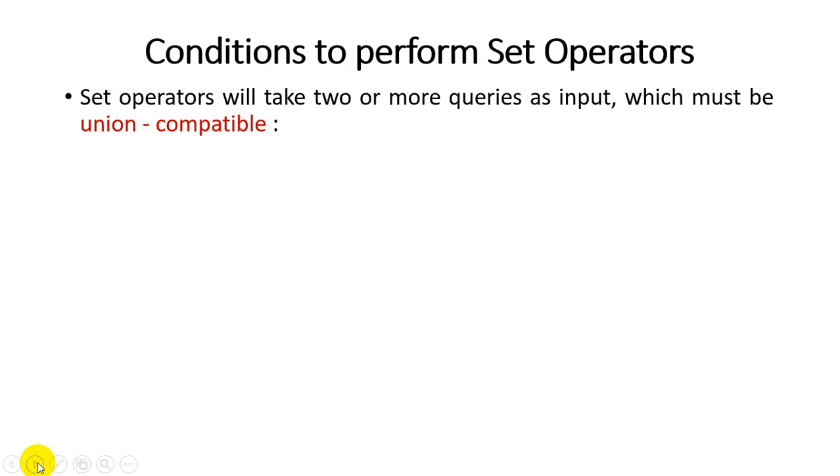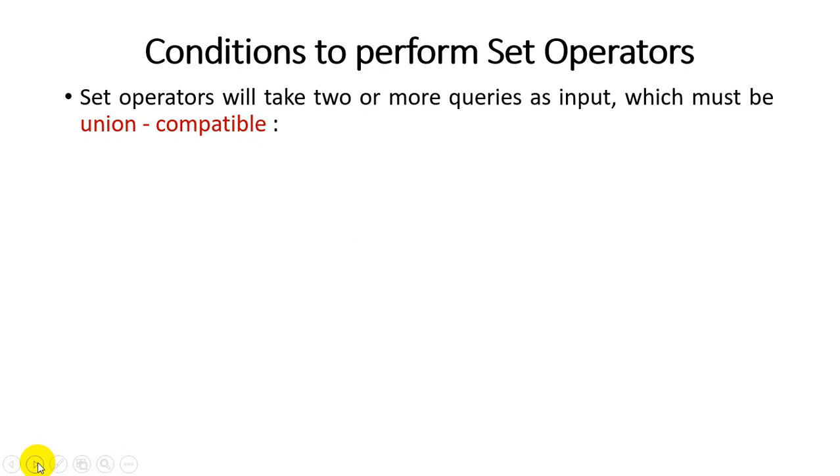So what are the different conditions to perform a set operation? Let's see. A set operator takes two or more queries as input, which must be union compatible. First, what are the set operators? In the first slide we can go through the set operators. They are used only when we require a combination of two queries to generate a single output.